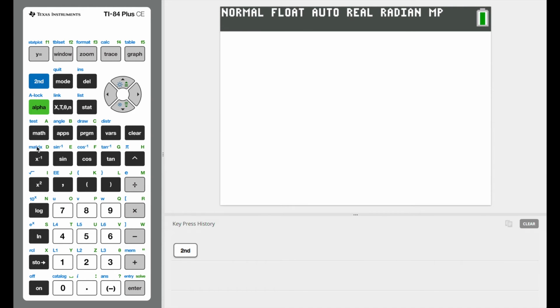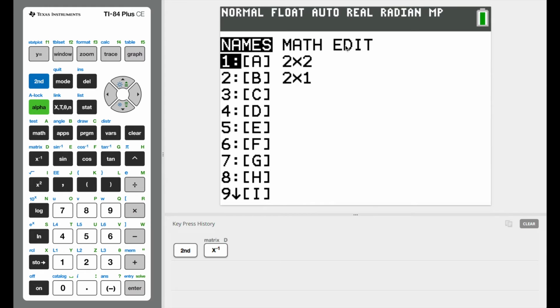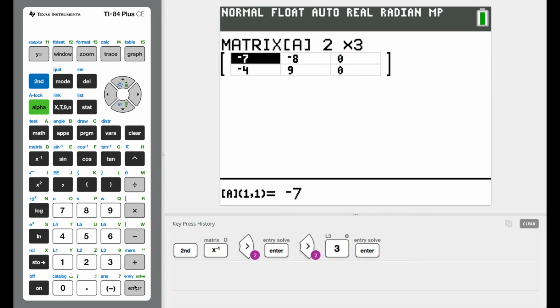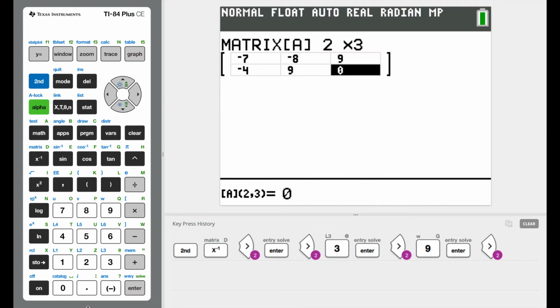So I'm going to go second x to the negative 1 so I can get into my matrix. I'm going to roll over to the edit and change that coefficient matrix I had already started. I'm going to make this a 2 by 3. Okay, I'm going to make that a 3 instead, so it just adds another column. I'm going to put my 9 in here, enter.